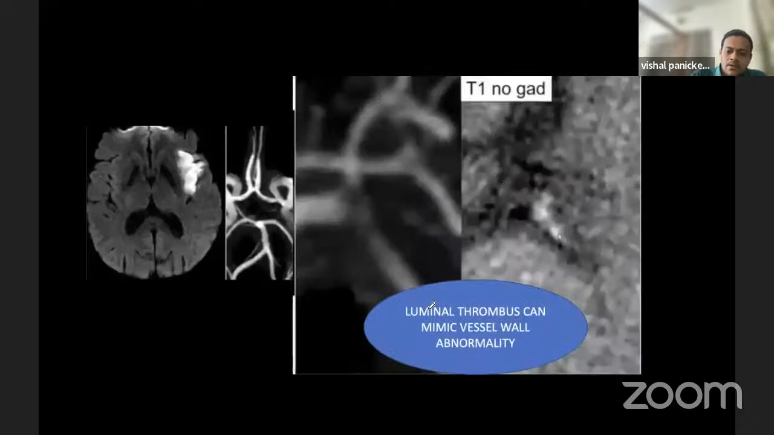So actually this is a luminal thrombus which can mimic a vessel wall abnormality in T1 non-gad. Like slow flow in a dilated vessel, the luminal thrombus also can mimic vessel wall abnormality.